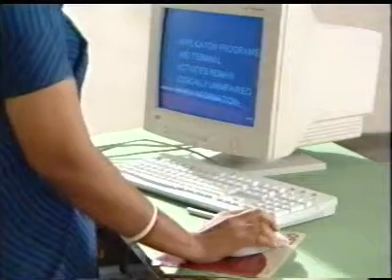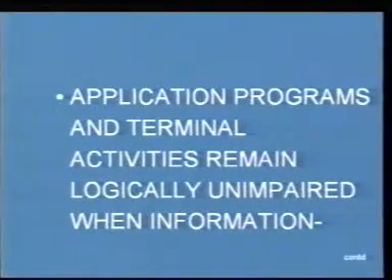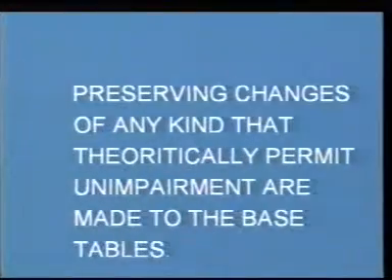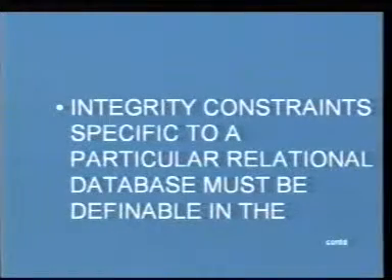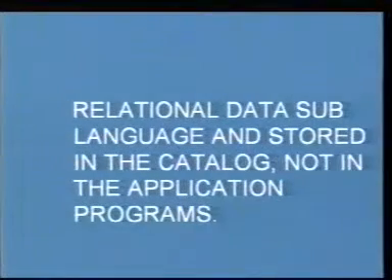The next rule says application programs and terminal activities remain logically unimpaired when information-preserving changes of any kind that theoretically permit unimpairment are made to the base tables. Integrity constraints specific to a particular relational database must be definable in the relational data sublanguage and stored in the catalog, not in the application programs.